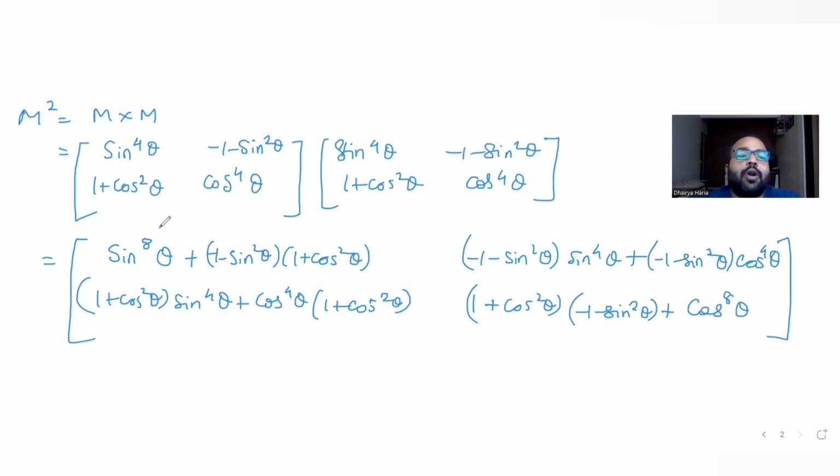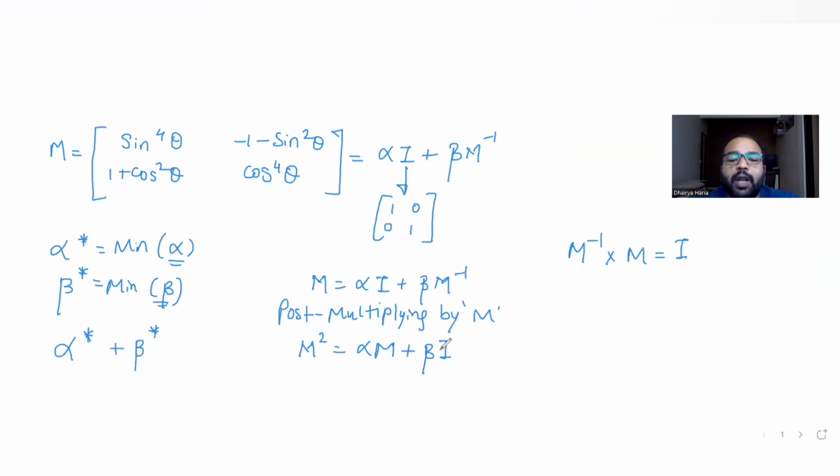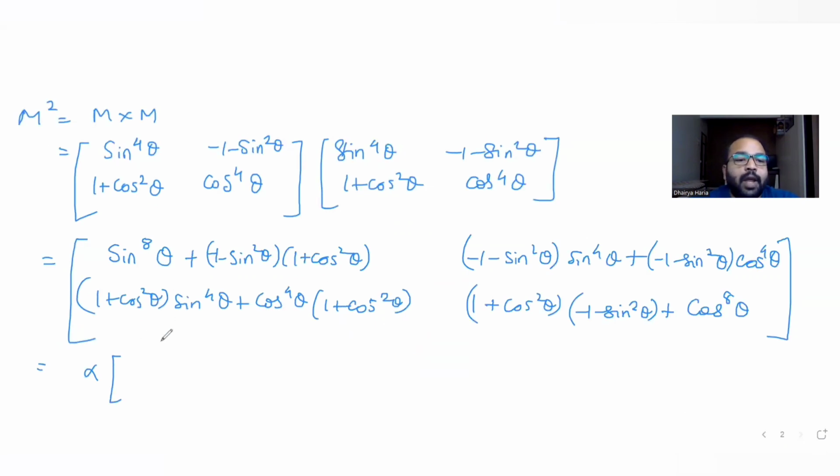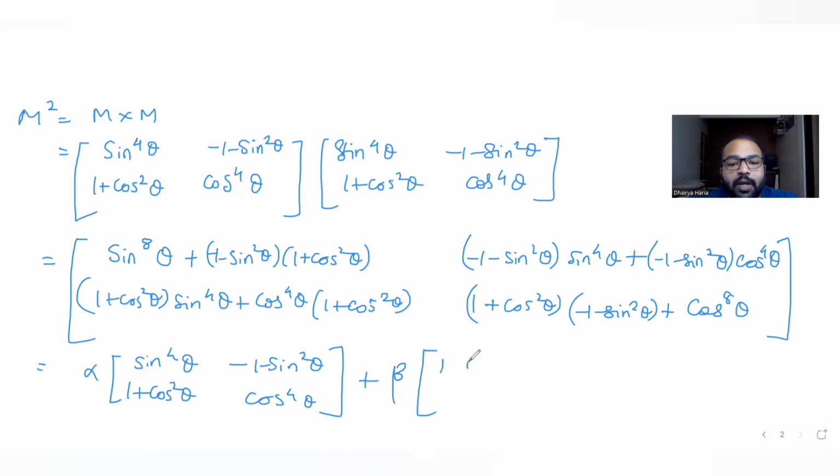So I get this product M into M, that is the M square matrix, and that is equal to alpha into M plus beta into I. Alpha into M is sine 4 theta, minus 1 minus sine square theta, 1 plus cos square theta and cos 4 theta, added with the identity matrix times beta. The identity matrix is 1 0 0 1.